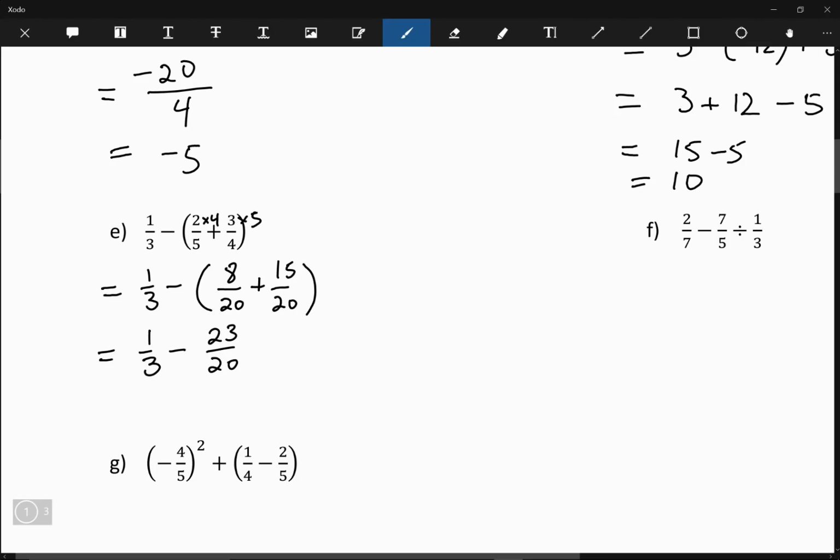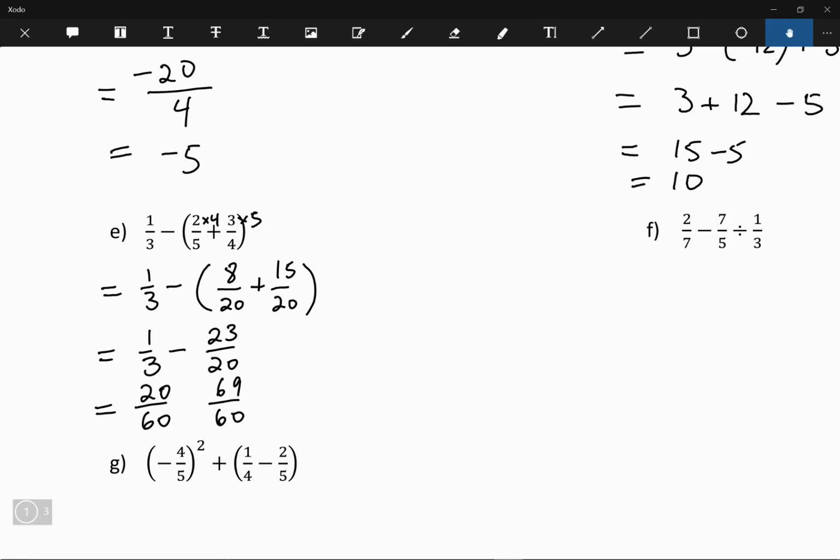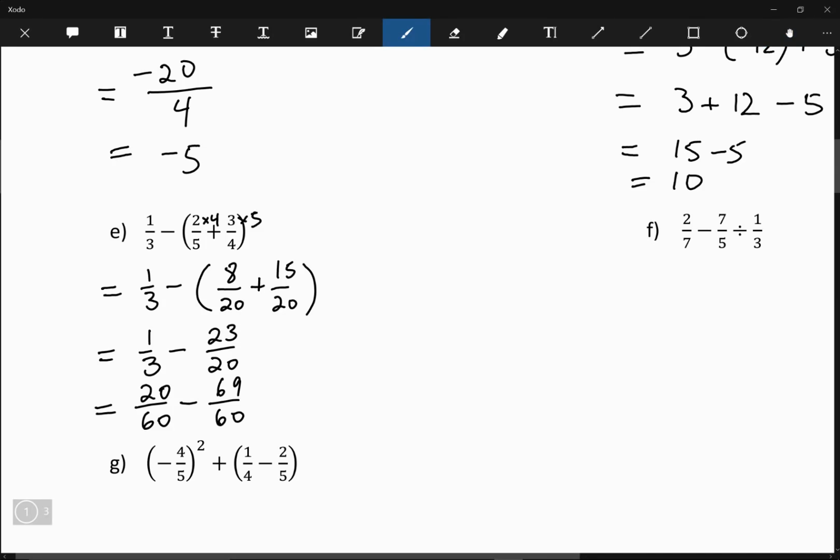Then I subtract. I have to find another common denominator. This time the common denominator will be 60. So the 1 over 3 becomes 20 over 60. And the 23 over 20 becomes 69 over 60. I'm multiplying the first fraction by 20 on the top and the bottom, and then multiplying the second fraction by 3 on the top and the bottom. Don't forget I'm subtracting the two fractions. That's 20 minus 69. So it equals negative 49 over 60.